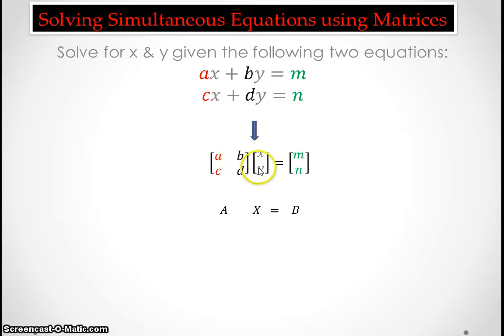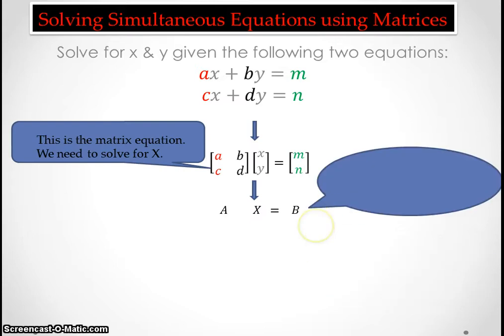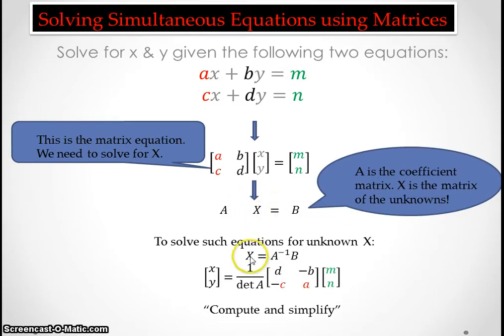Multiply that by x and y, and you get the result of the two equations, which are m and n. And that in general is just an equation AX is equal to B. Now to solve this equation, what we need to do is make X the subject of the formula. To make X the subject of the formula, we have to use the inverse of A and multiply it to B. The inverse of A is 1 over the determinant, and then you interchange a with d, so d goes up there, a goes down here, and you change the sign of the other two elements along the other diagonal.